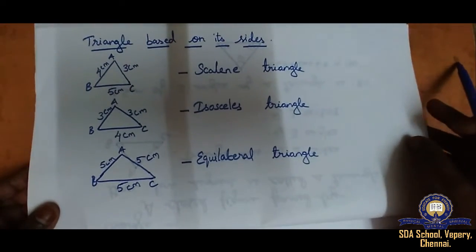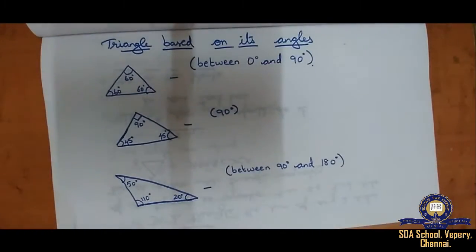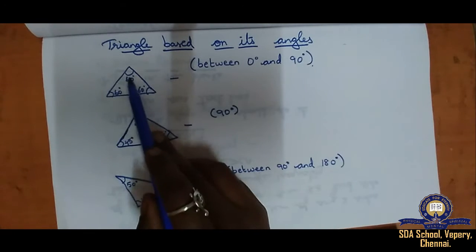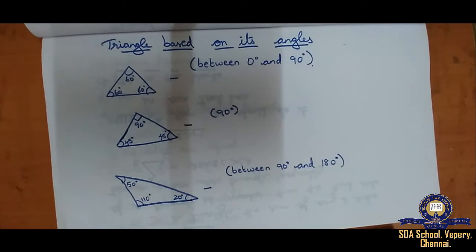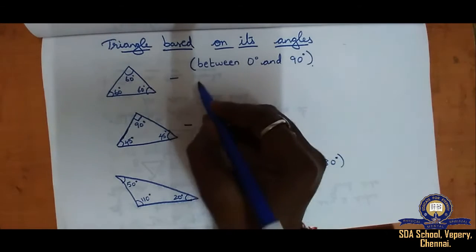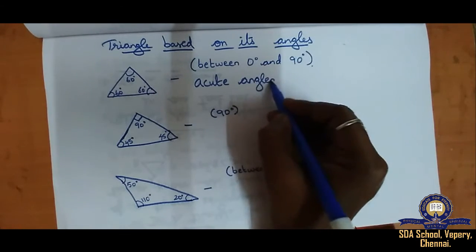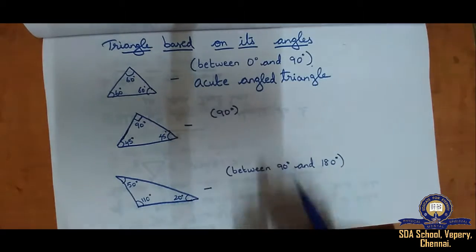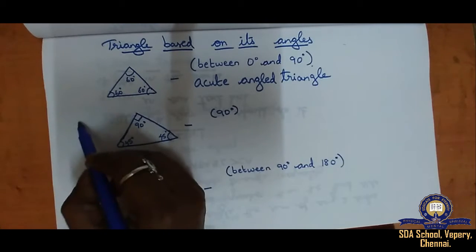Now we are going to see based on its angles. Triangle based on its angles. See, I've drawn a triangle. Here all the three angles are 60 degree, 60 degree. Between 0 and 90 degree, this we have learnt in the smaller classes itself. Between 0 and 90 degree means it belongs to an acute angled triangle. Between 0 and 90 degree means acute angled triangle. Here this is a right angle. This triangle I can draw like this also.